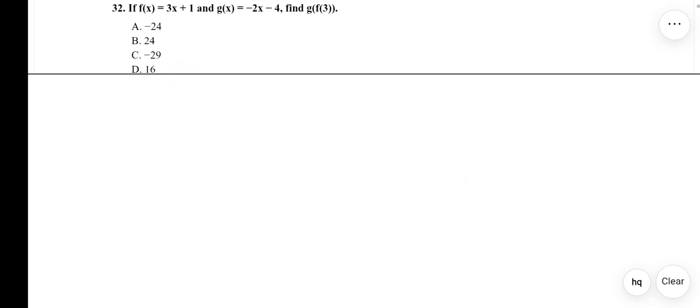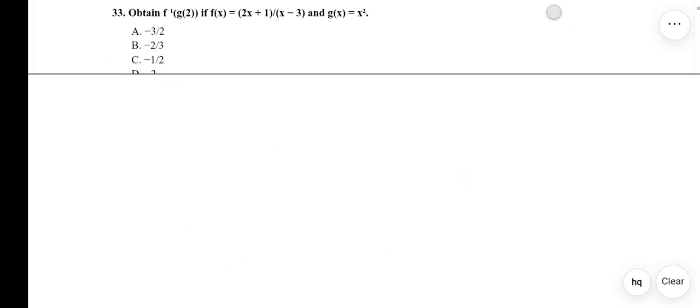So the next question, question number 33, I was asked to find f inverse of g of 2. If my f of x is this and my g of x is this, how did I approach this? First of all, let me find g of 2. My g of s is s squared, so my g of 2 will be 2 squared.